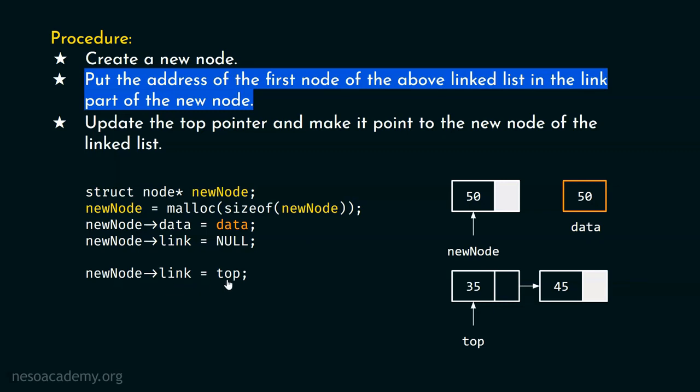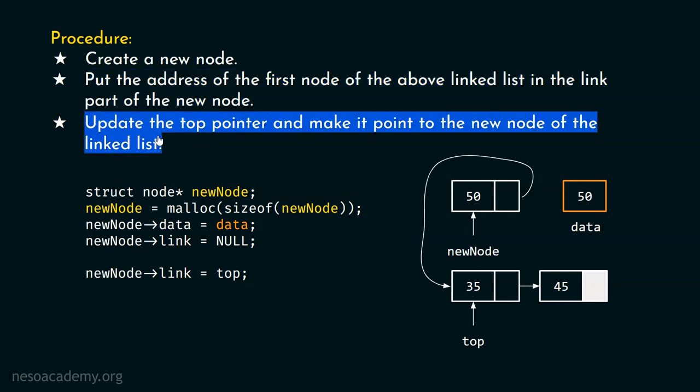New node link equals top. With the help of the top pointer, we can get the address of the first node of this list and we can put that address inside new node link. That is, we will update the link part of this node by the address of this node. And after this is how it looks like, right? Now this node is pointing to this node.